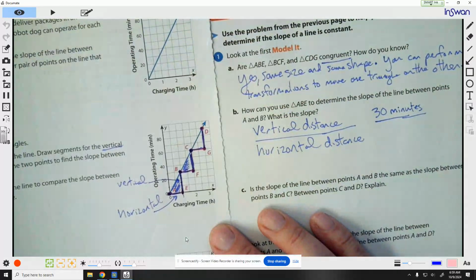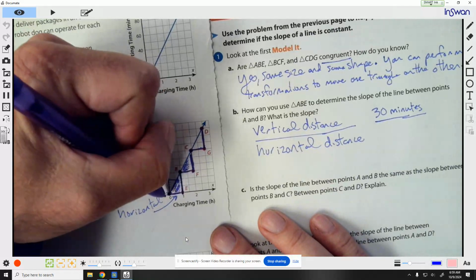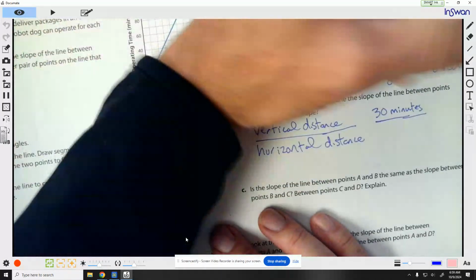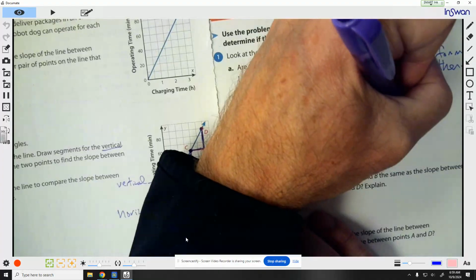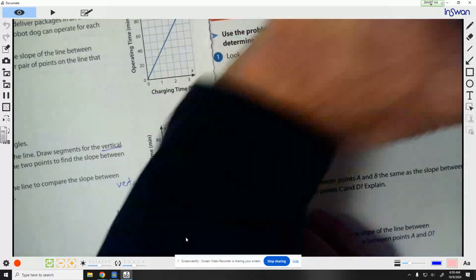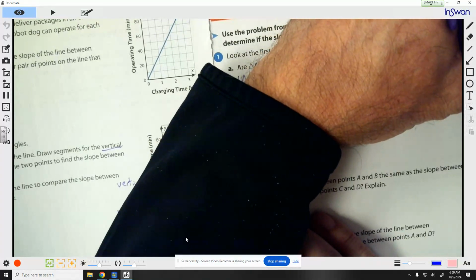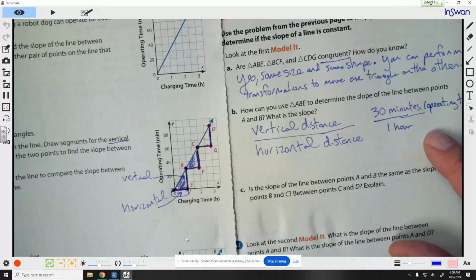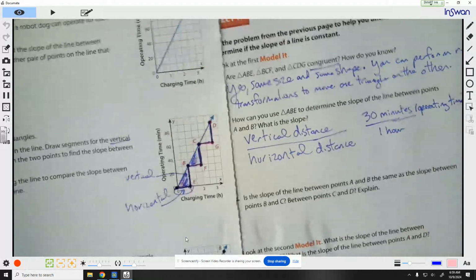minutes over the horizontal distance. I see 0 and all the way to 1 here, but it takes 2 squares to get there, and still 2 squares is equal to this 1. So 30 minutes, and it's 1 hour. Okay, and I should probably put in here 30 minutes of operating time. So our slope for this would be 30 minutes for every 1 hour, meaning the dog can operate for 30 minutes for every 1 hour that it's charged.